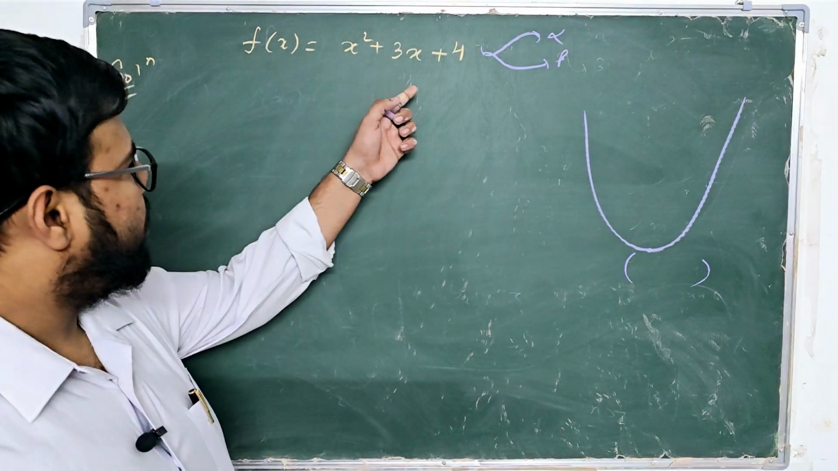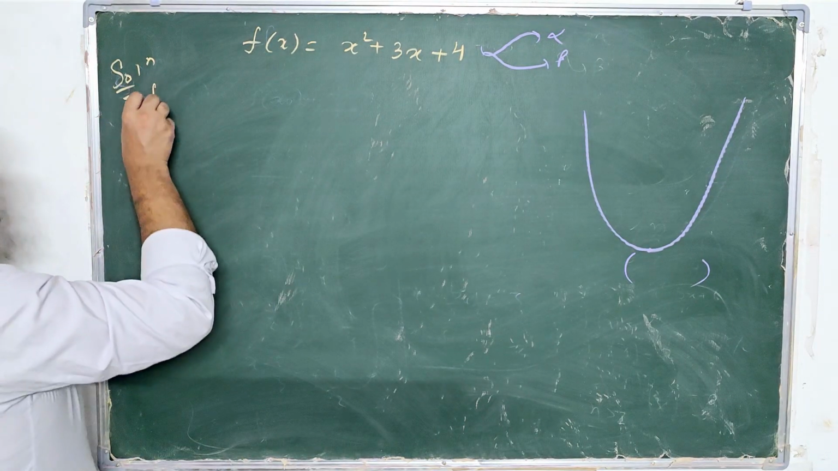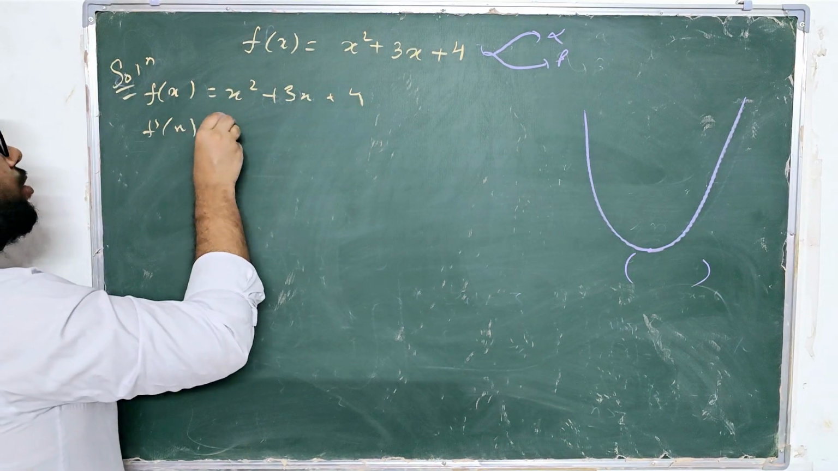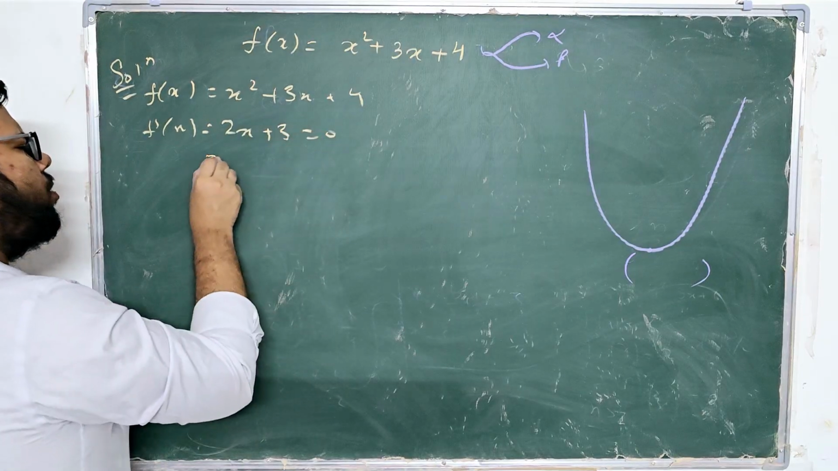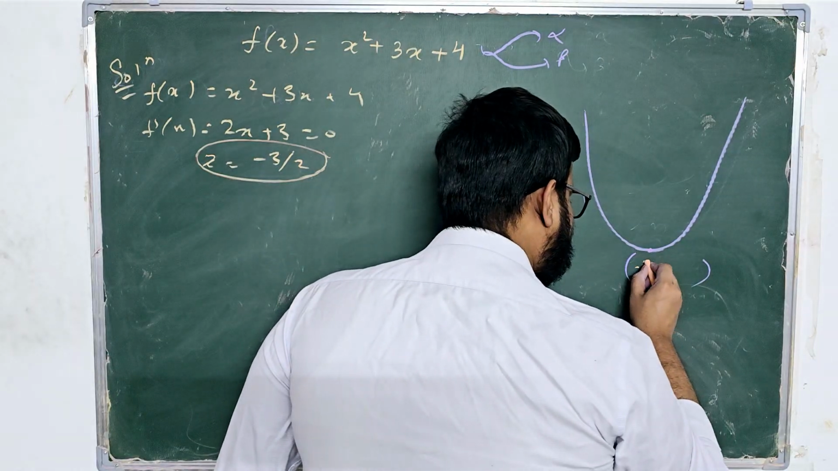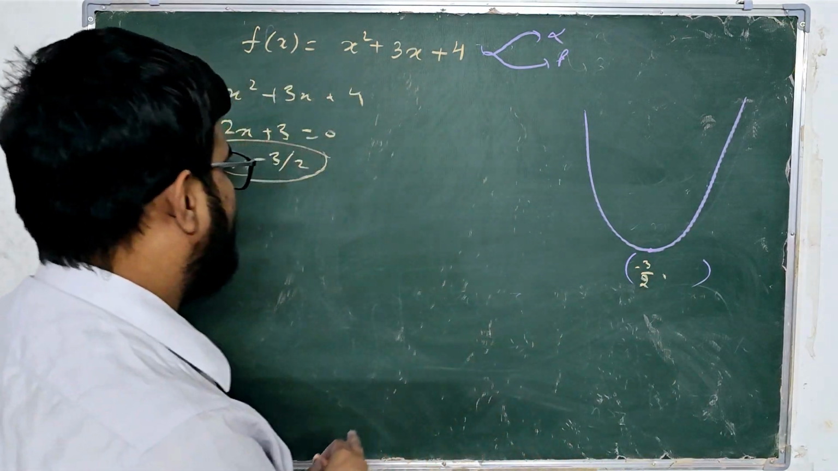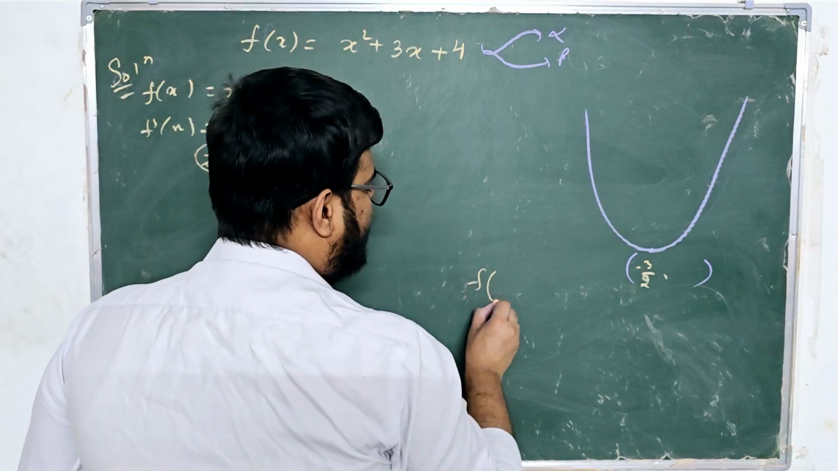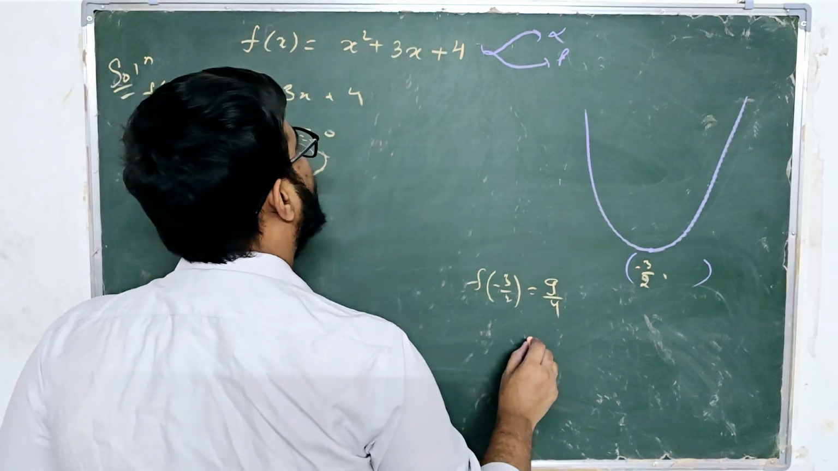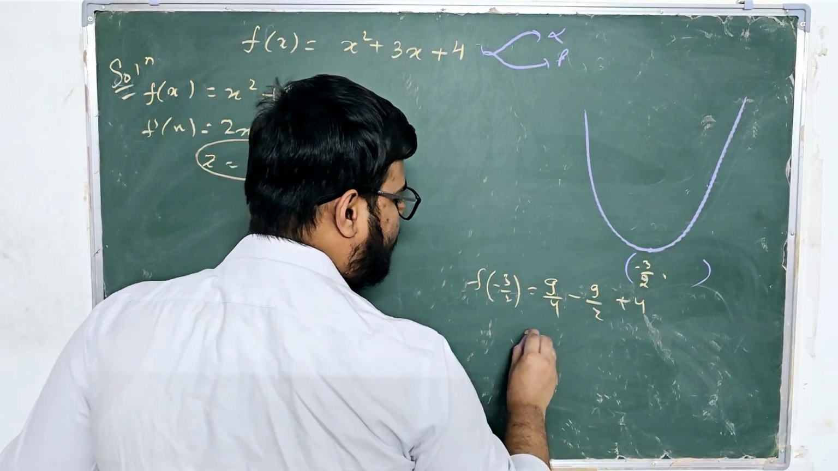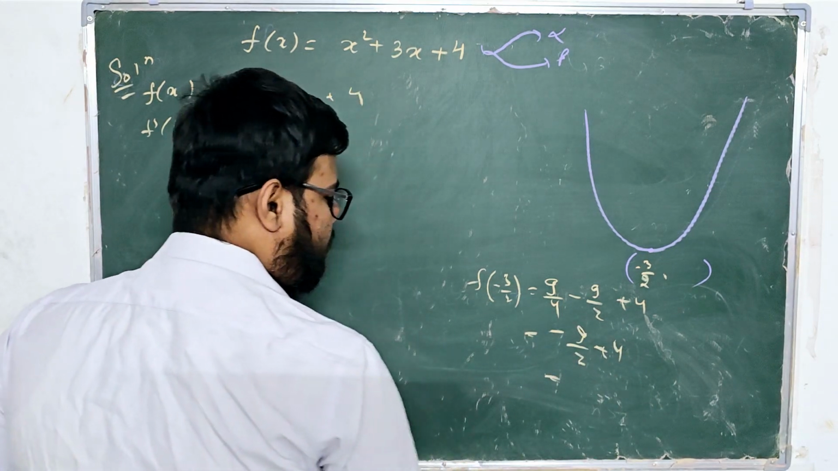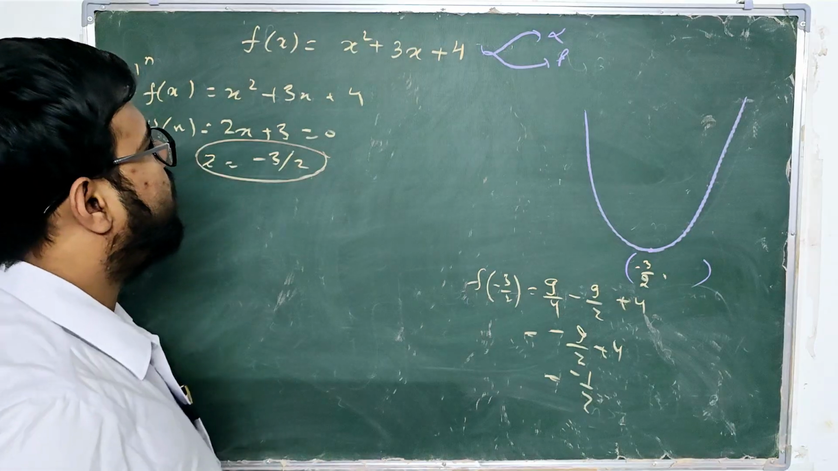So we are given that f(x) is equal to this quadratic polynomial. So f(x) is x square plus 3x plus 4. So f dash of x is 2x plus 3 is equal to 0. So you'll get x is equal to negative 3 by 2. Okay. So this is negative 3 by 2, and when you substitute it back to get the ordinate value, what you will get? f at negative 3 by 2 is equal to 9 by 4 minus 9 by 2 plus 4. So you get negative 9 by 2 plus 4, which is equal to negative 1 by 2. Correct? So you'll get this value over here.